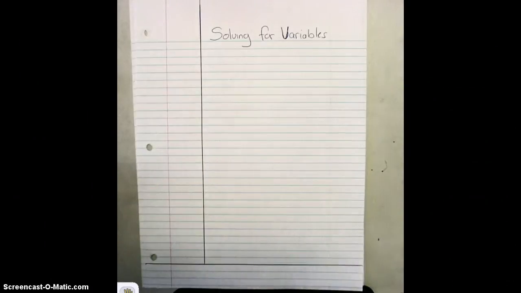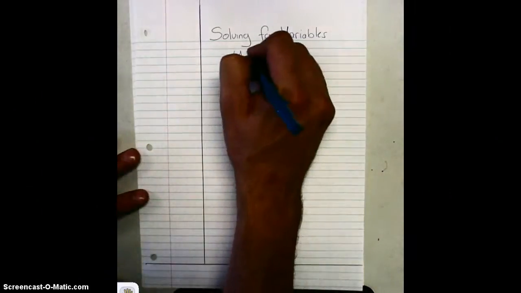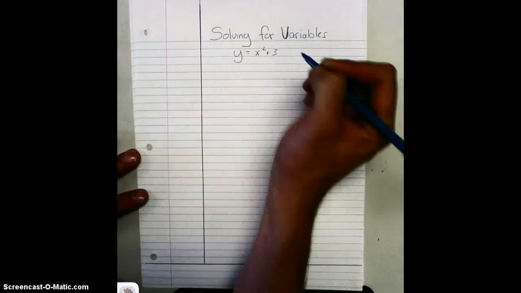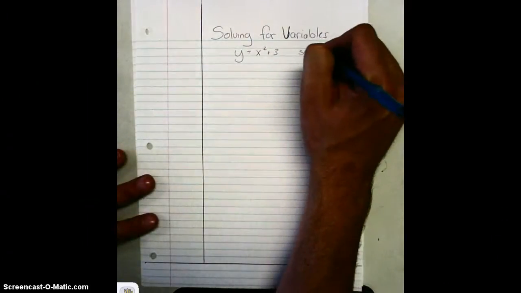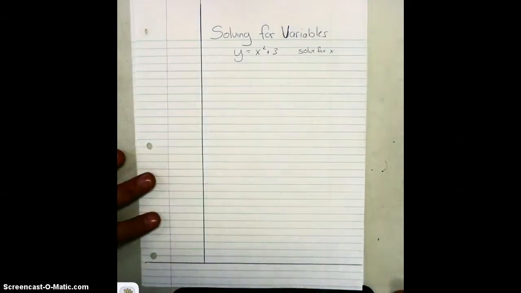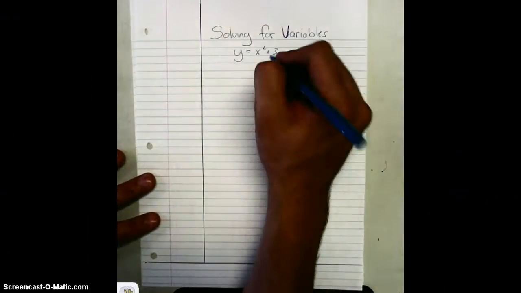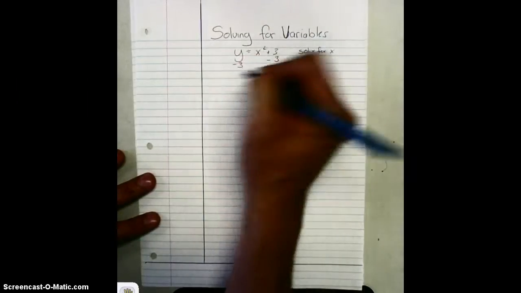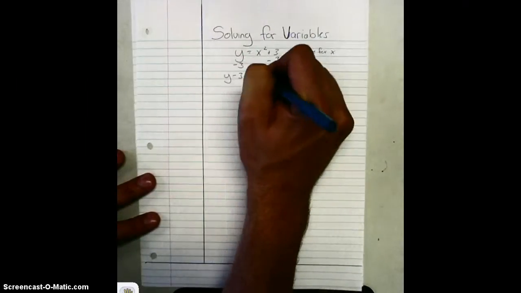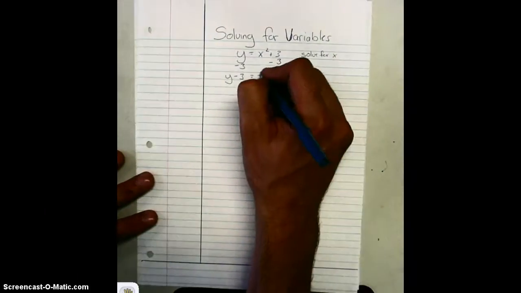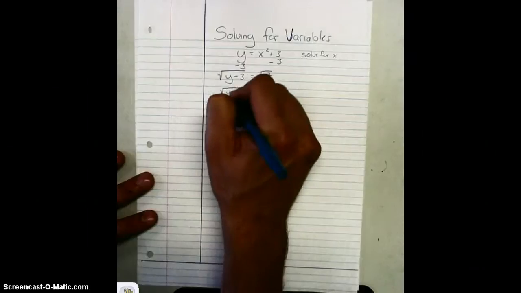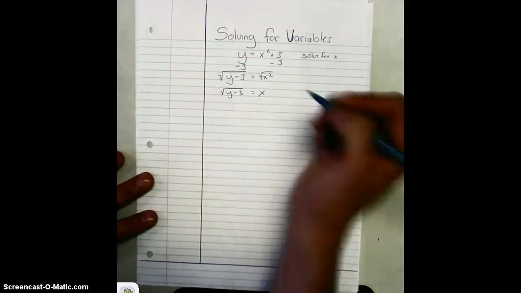So what we're going to do here is solve for variables. What does that mean? Well, let's contrast that with something else. Let's go to a basic algebra equation: y equals x squared plus 3. The question says solve for x. Many of you already know that you need to subtract 3 from both sides. So we get y minus 3 equals x squared. To fully solve for x, we would have to square root both sides. So our final answer is the square root of y minus 3 equals x.